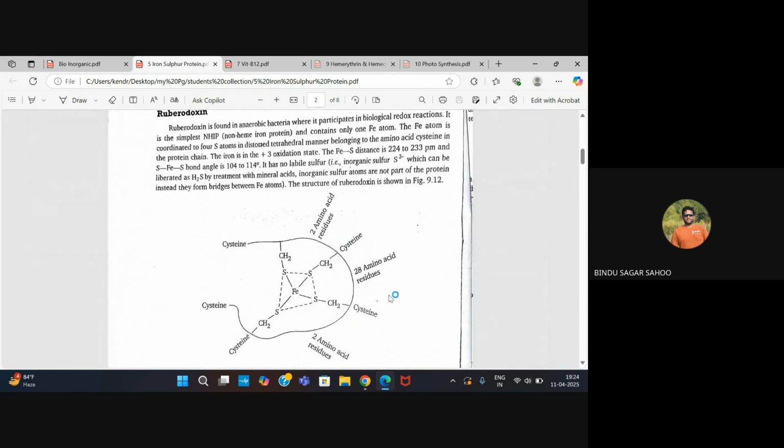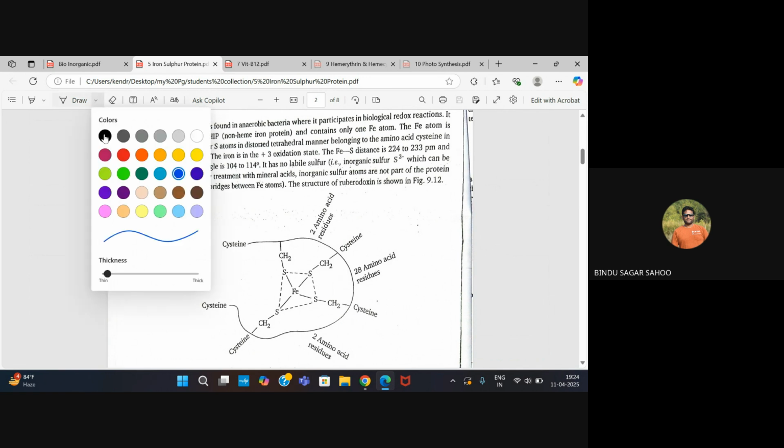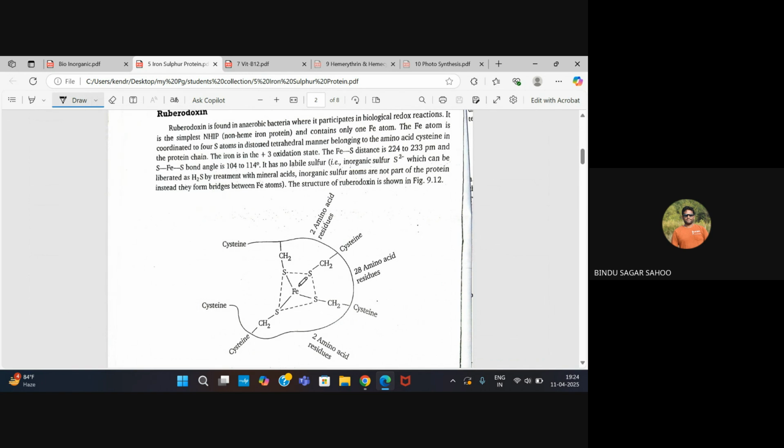The first type of iron sulfur protein is rubredoxin. In rubredoxin, there is one iron atom, which you can see in the middle, along with four sulfur atoms. The structure is tetrahedral. It is not a planar structure. You need to remember this one is a tetrahedral structure.